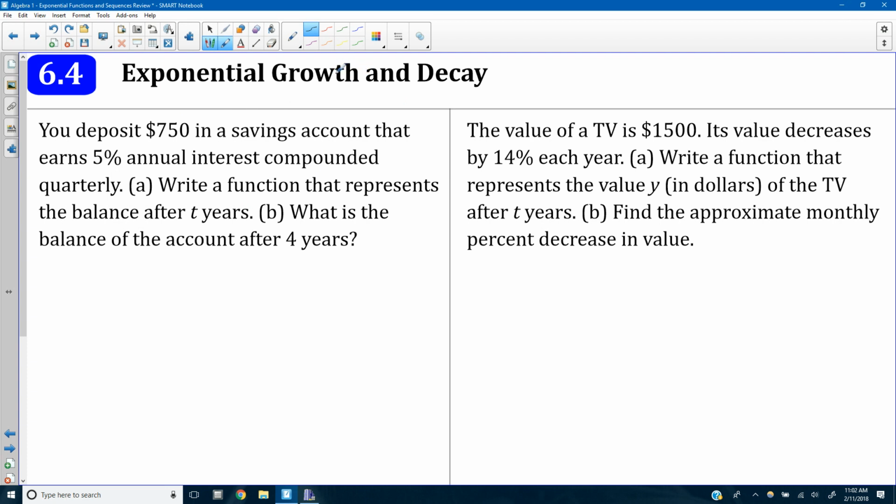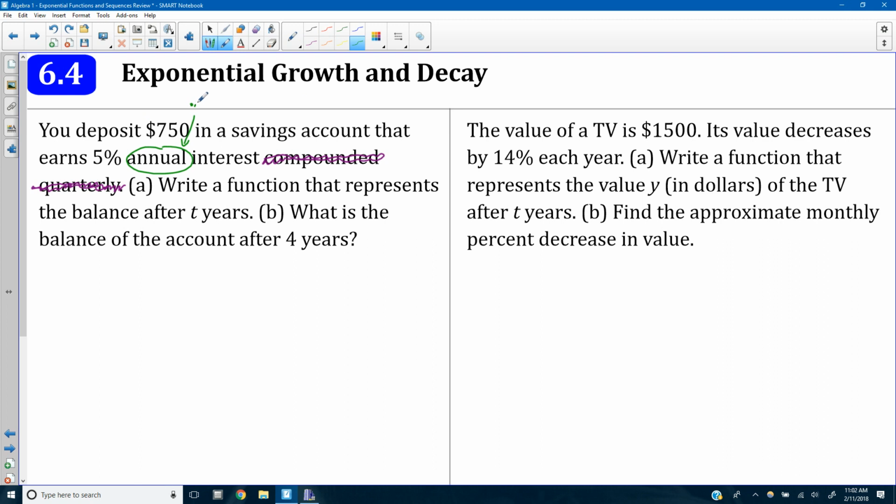Okay, so this one I will end up using the calculator for, just so you know, because we'll be doing decimal things and they get a little funky. And you're expected to be able to use a calculator on these and do pretty well. Before I talk about compounded quarterly, let's talk about this as if it didn't say compounded quarterly. Let's first make sure we get what's happening here. You deposit $750 in a savings account that earns 5% annual interest. Annual means every year.